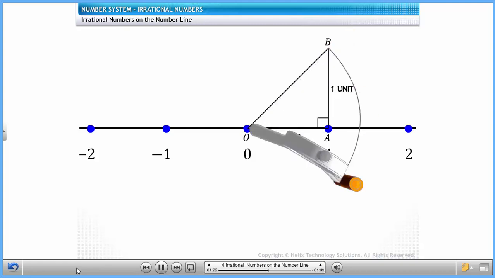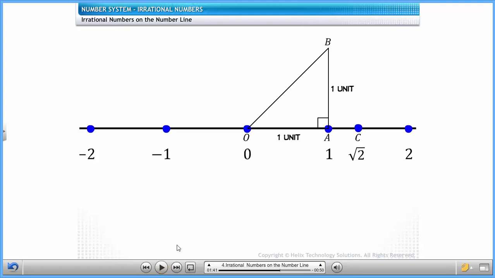we'll draw an arc on the horizontal line. Let's mark the point of intersection of the arc on the number line as C. The distance between O and C is the square root of 2. Hence, point C represents the square root of 2 on the number line. Similarly, we can represent square root of 3 on the number line. This way, this lesson is going on.